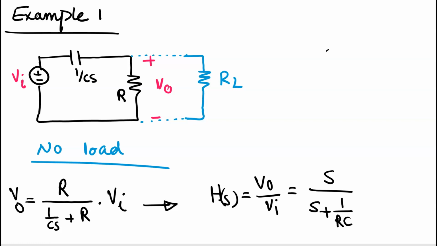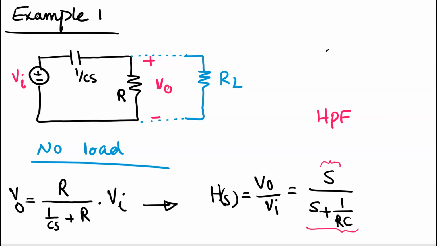And that's going to be our transfer function, which is clearly a high pass filter transfer function. Why? Because we're looking at a first order polynomial in the denominator, and our numerator is a coefficient of S. So it means that this is a high pass filter. If instead of S, we are looking at a constant number, then that's going to be a low pass filter.